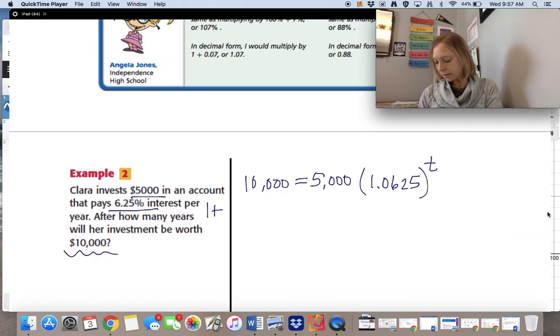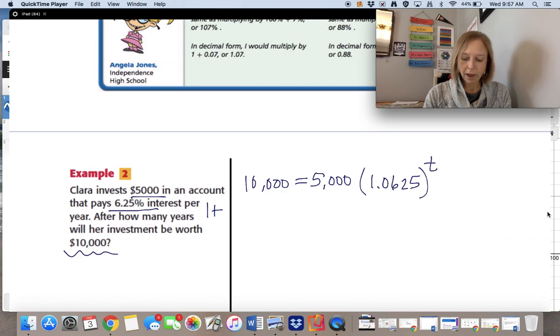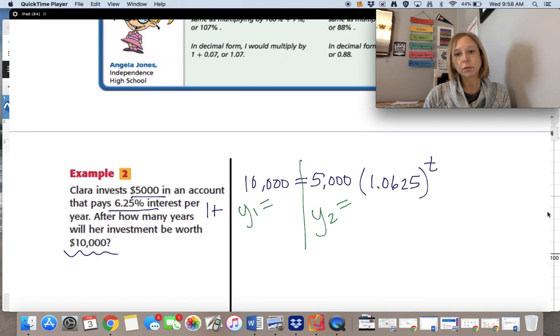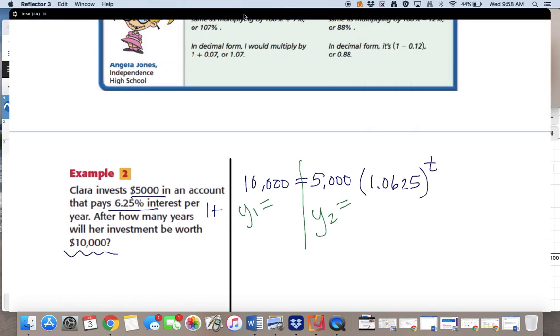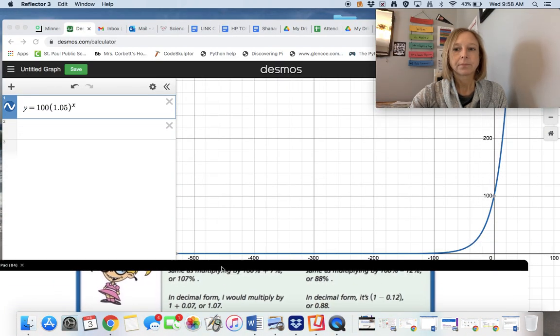Now we don't have the skills yet to solve for that t, okay? So what we're going to do is use a graph to help us solve. I have two things here. I have a value of 10,000, so that's going to be my y1, and then I have this other side, my initial amount and my interest rate. That's going to be my y2. And where those two things intersect, that will be the number of time periods. So let's use Desmos to help us.